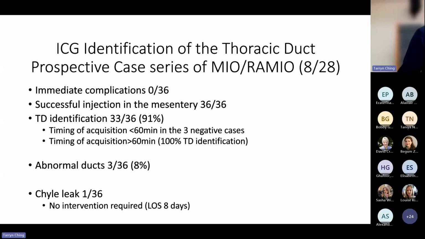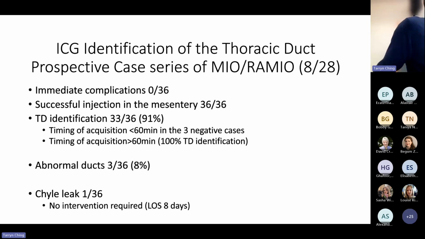But the important thing is that there were no complications associated with the injection, so it was always successful. The thoracic duct was identified in over 90% of the patients, and in the 3 patients where it was not identified, I made a mistake. I acquired the image too quickly, because in less than an hour from the injection in the mesentery, the thoracic duct may not be as visible as after 1 hour.